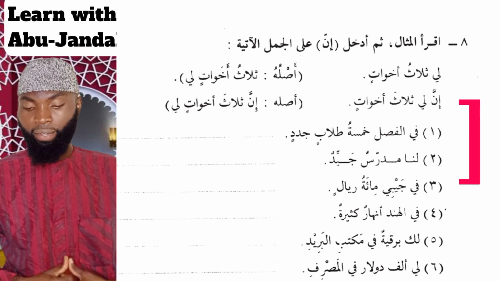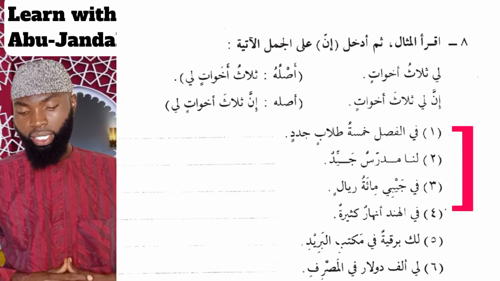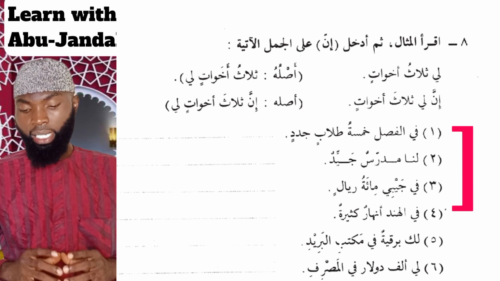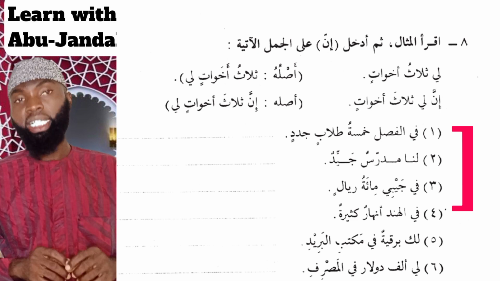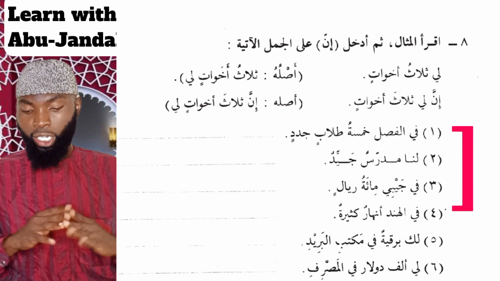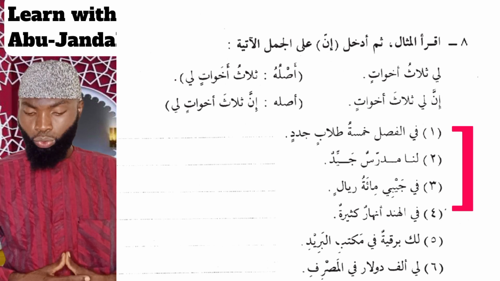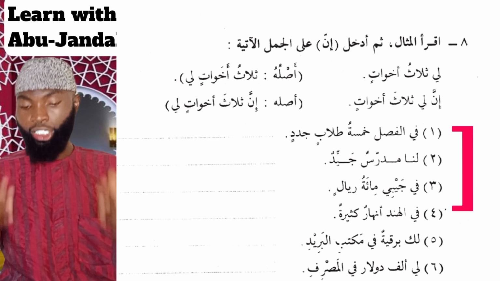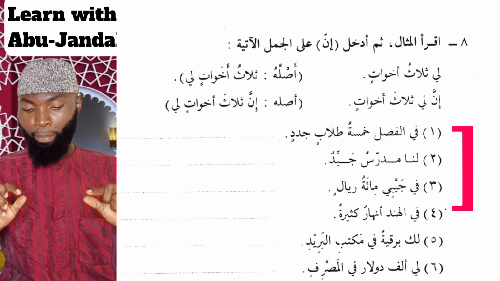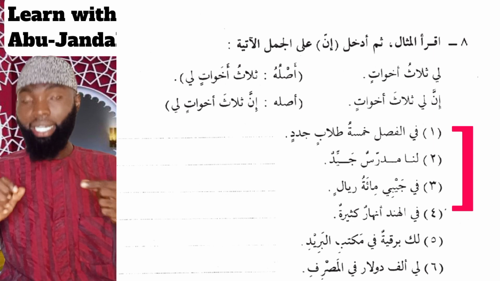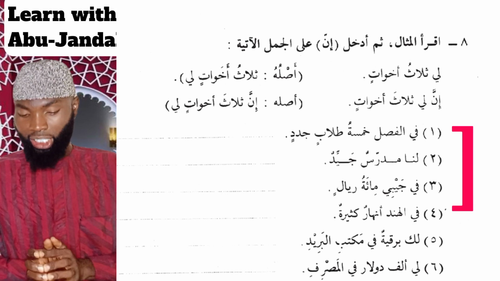Number one, we have fil fasli khamsatu tullabin jududun. In a class, there are 5 new students. What will I say? Inna fil fasli khamsatu tullabin jududun. Indeed, in a class, there are 5 new students. Next we have lana mudarrisun jayyidun. We have a good teacher. So the answer will be inna lana mudarrisan jayyidun. Indeed, we have a good teacher.